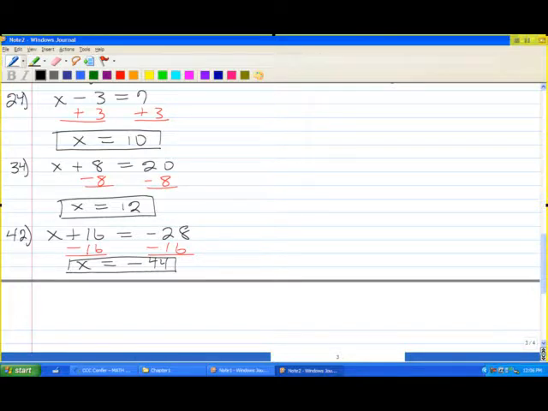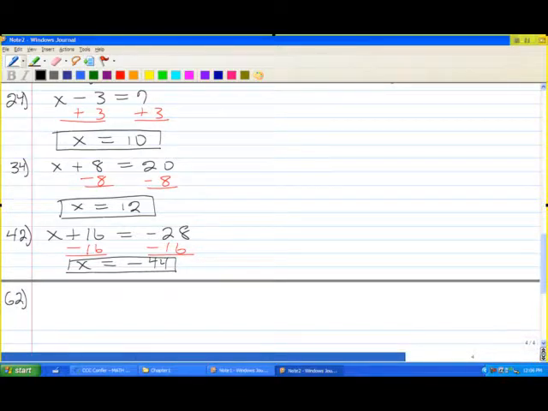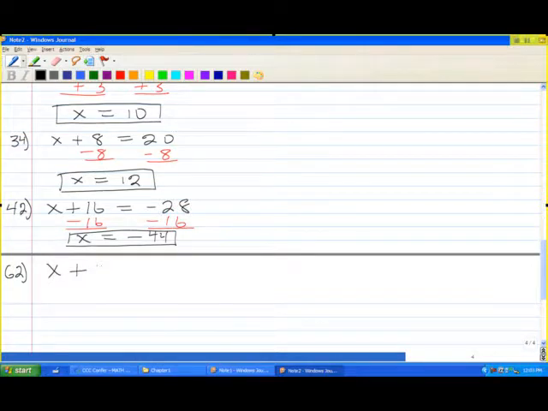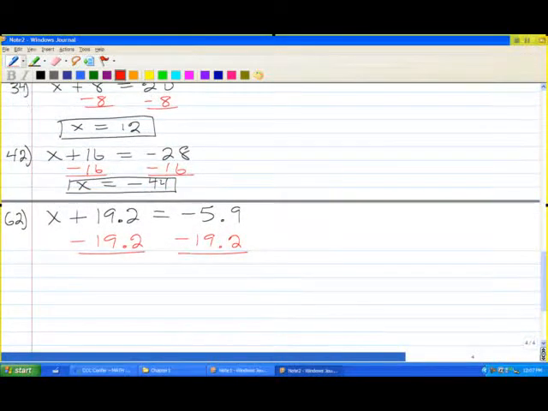Let me do problem number, let's say 62. X plus 19.2 is equal to negative 5.9. Let me subtract 19.2 from both sides of my equation. And so the 19.2's cancel. So I get x is equal to negative 5.9 minus 19.2. And so these are both the same sign. I'm subtracting, well, adding. Therefore, I will add their absolute values and keep the mutual sign, negative. 9 plus 2 is 11. Carry the 1. 20 plus 5 is 25. And so x is equal to negative 25.1.